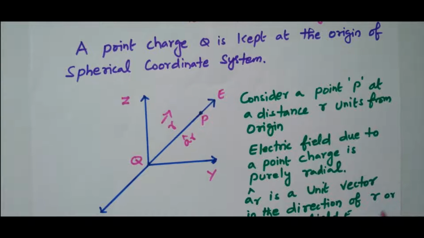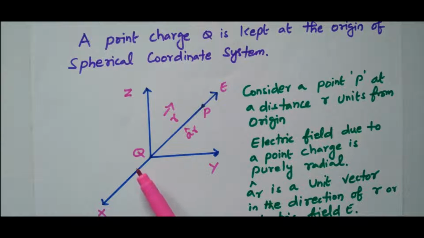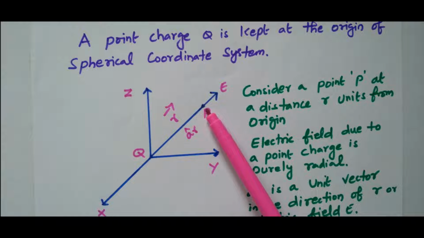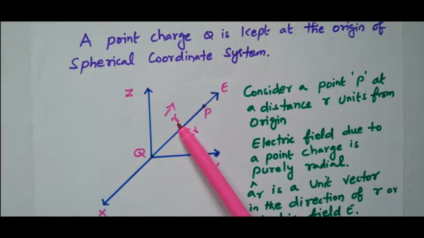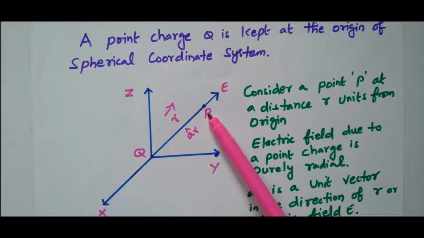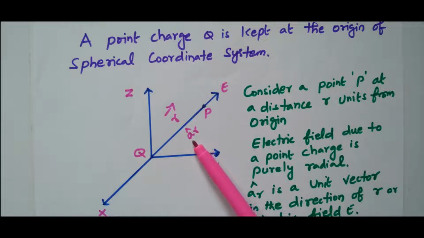Let us consider this diagram. The point charge is placed at the origin. So, charge Q is placed at the origin. The point P is located at a distance r meter. This is the unit vector. aR is the unit vector.